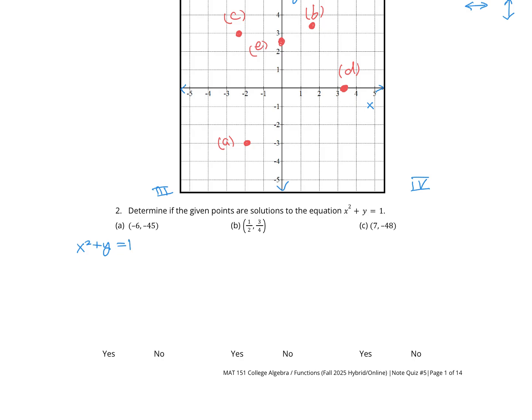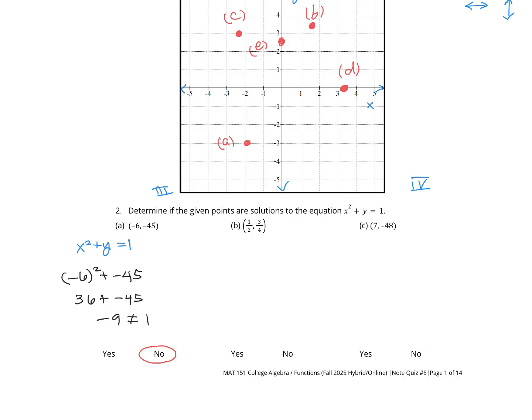For the first one, we're going to take x is -6. So it's going to be -6 squared plus the y number, which is -45. We want to see what that equals. Well, -6 squared we know is 36, and the y is -45. Adding them together, that's going to make -9, and that -9 is not equal to 1. So the answer is no, that point is not a solution of that equation.